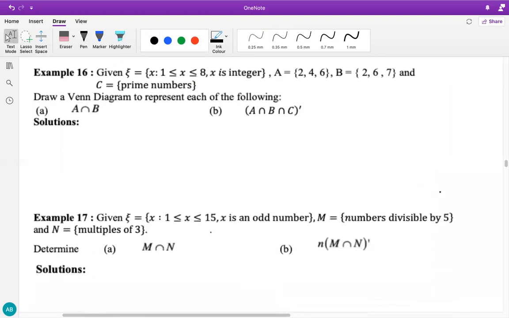So we go to example 16. The universal set is 1 to 8. We have set A: 2, 4, 6, set B: 2, 6, 7, and set C is prime numbers. Prime numbers are not given, so we list them out first. Between 1 and 8, the prime numbers are 2, 3, 5, 7.